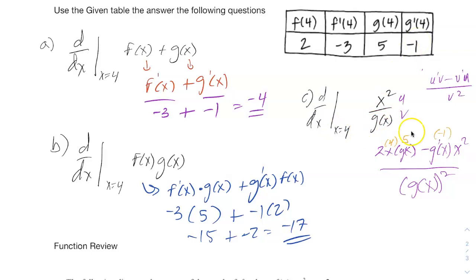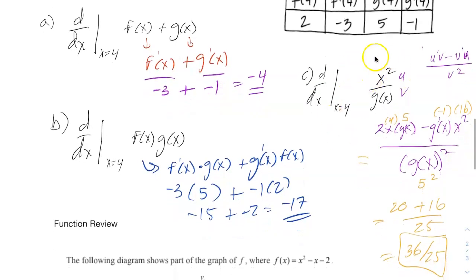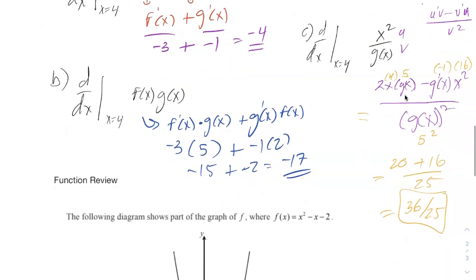Now remember, we're plugging 4 in for x. So this becomes 4 squared, which is 16. Then down here, we have g of 4 squared. Well, g of 4 is 5, so it's just going to be 5 squared. So if I simplify it a little bit, I get 20 plus 16 over 25, which is 36 over 25. So that's the answer to this one. Right, I changed it a little bit. You'll see it like that on your key, on your worksheet.